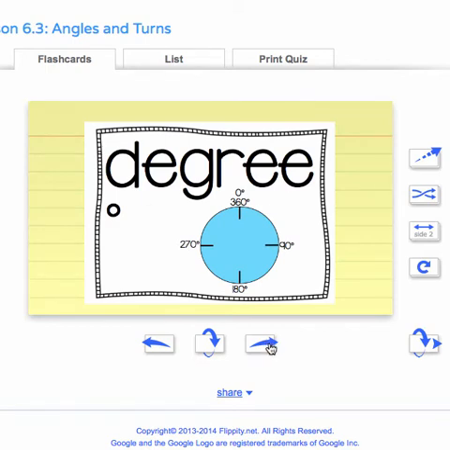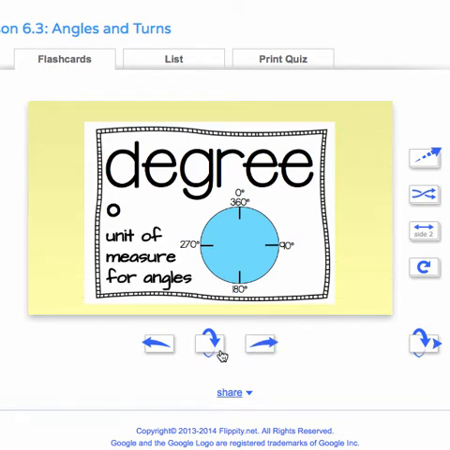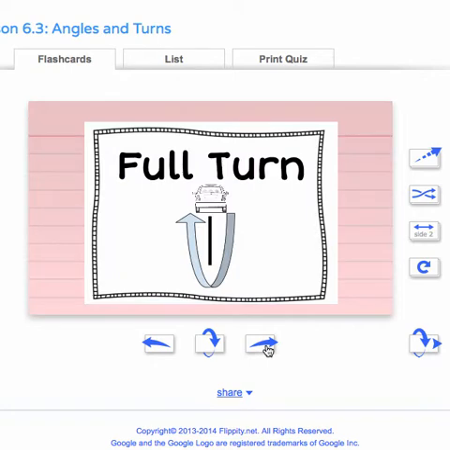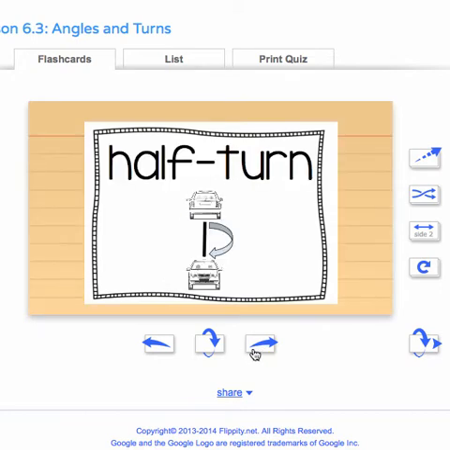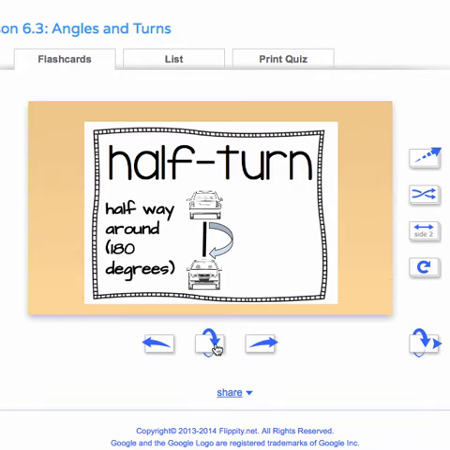Degree, this is what we use to measure an angle. Full turn. A turn all the way around 360 degrees. Half turn. Halfway around 180 degrees.